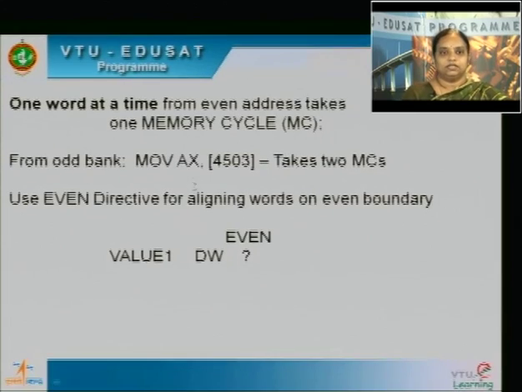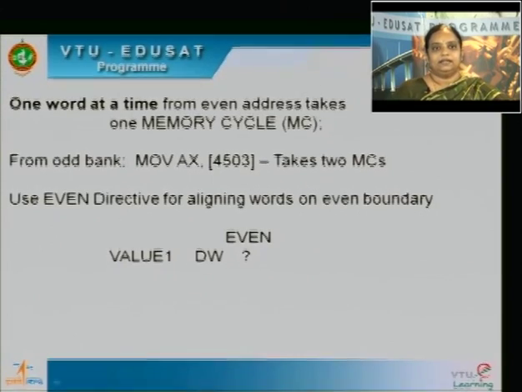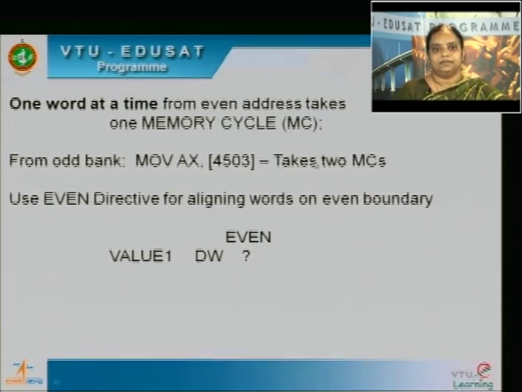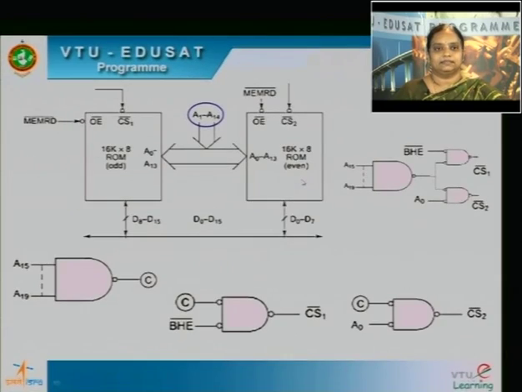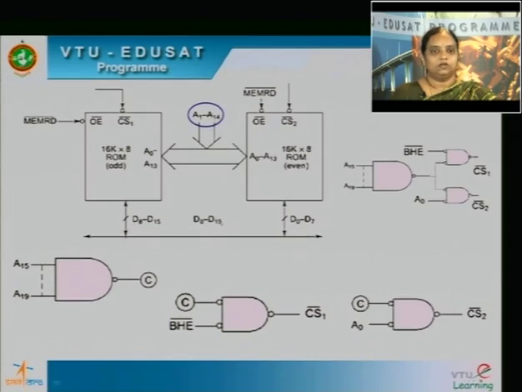So this will ensure that all the words are located at an even boundary, so that if they are at an even boundary, it will take only one memory cycle. If you have it at the odd bank, it takes double the time, it takes 2 memory cycles. And coming to the interfacing, how exactly is this interface? So you have the 2 banks here, this D0 to D7 and this D0 to D7. The even is generally connected to D0 to D7, and odd is connected to D8 to D15. So total 16-bit data you can get.